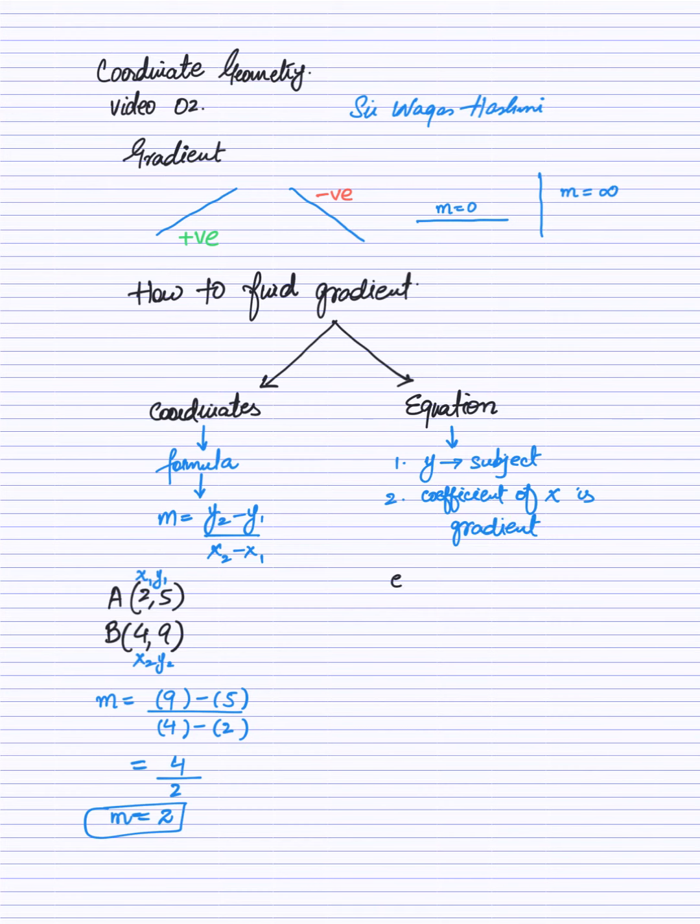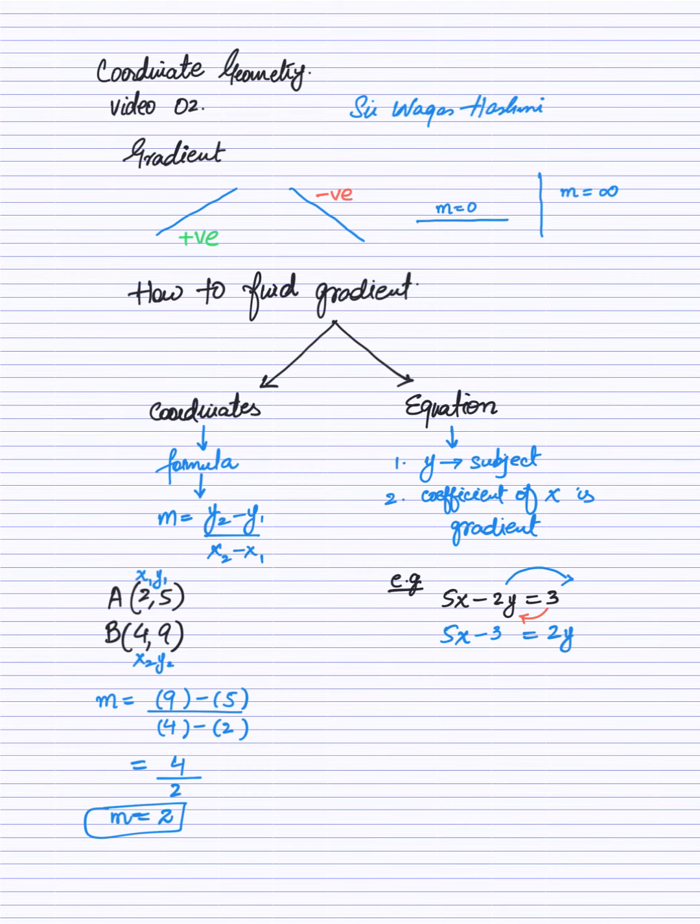Now let's take an example here. Let's say we have the equation 5x minus 2y equals 3. So I need to find out the gradient here, and the first step is that y should be the subject of this equation. So first I need to make y the subject. For that purpose I will shift 2y to the right side. So it will be 5x equals 2y on the right side, it will be positive 2y. And when you shift positive 3 to the left side, it will be negative 3.